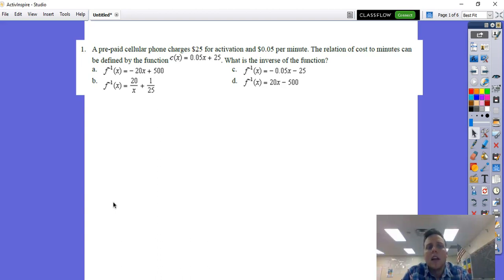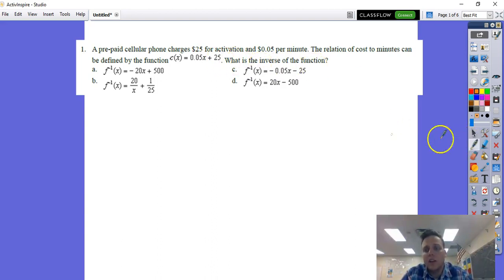So number 1, a prepaid cellular phone charges $25 for activation and 5 cents per minute. The relation of cost to minutes can be defined by the function c of x is equal to 0.05x plus 25. So in other words, the cost, dependent upon the minutes, where x represents the minutes, is equal to 5 cents times the minutes plus $25. What is the inverse of the function?